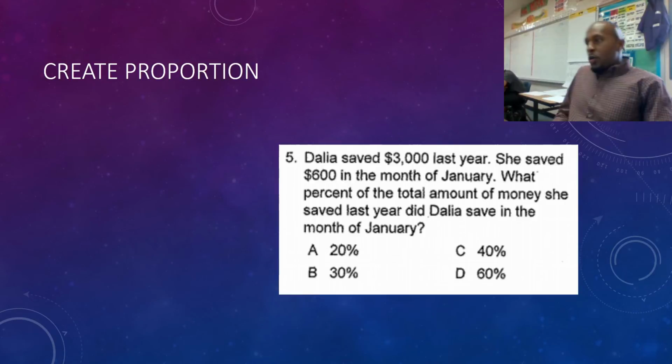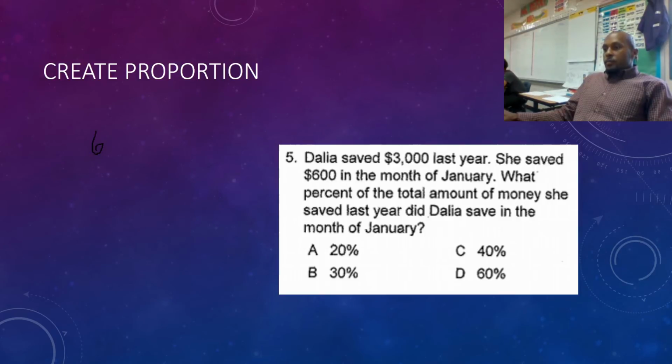Okay, so for this one, we're going to create a proportion. She saved 3,000 last year. She saved 600 in the month of January. What percent of the total amount did she save last year? What percent did she save in January, basically? Percent of the total. So she saved 600 out of 3,000. What percentage is that?